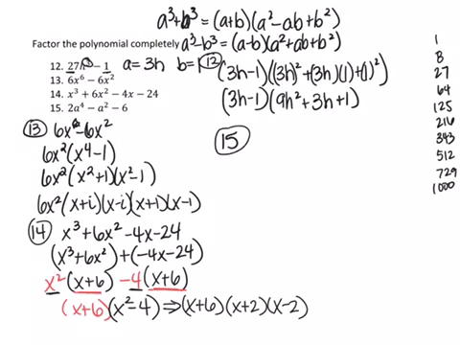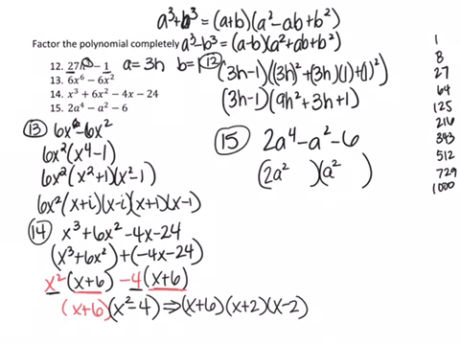And number 15, we have 2a to the 4th minus a squared minus 6. And this is in quadratic form. So the only way to get 2a to the 4th is 2a squared and a squared. And then 6 is 6 times 1 or 3 times 2.